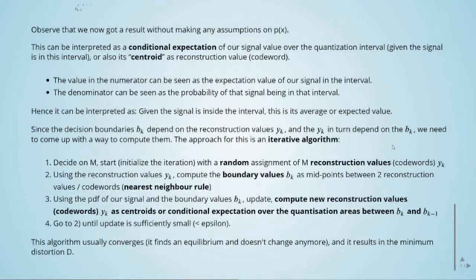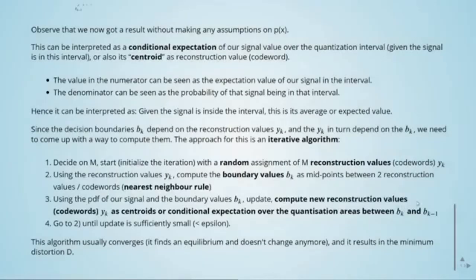Then we will use the PDF for our signal and the boundary values b of k to compute new reconstruction values, or code words, or centroids, or conditional expectation over the quantization areas between b of k minus 1 and b of k. And then we will go back to step number 2, and keep updating until the change is sufficiently small. So this algorithm usually converges, finds an equilibrium and doesn't change anymore, and it results in the minimum distortion D.